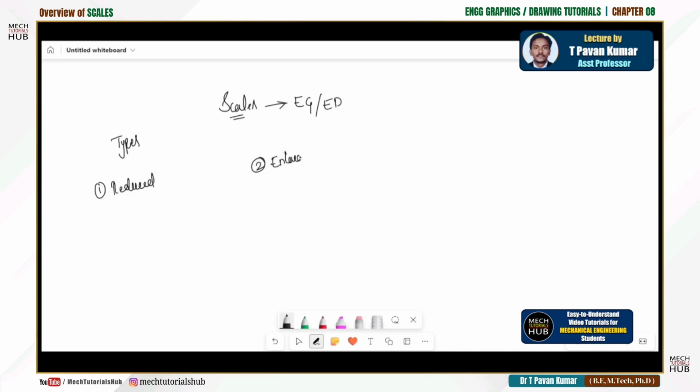two, enlarged. The name itself indicates an increase in size, so we can call it the enlarged scale. The third is full-length scale, which you can call regular scale or same scale. Let us first understand what exactly these scales are. What is a reduced scale?